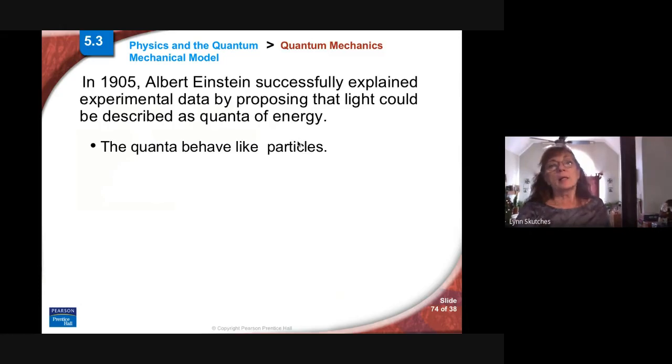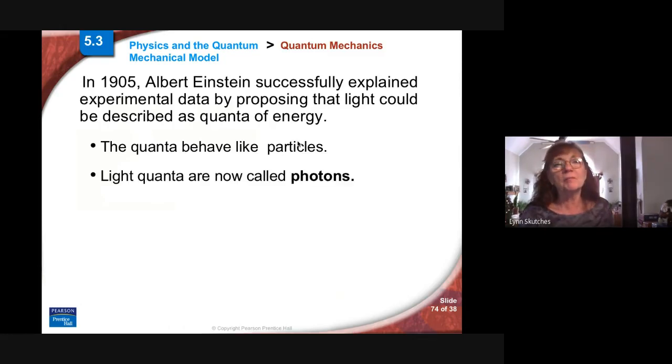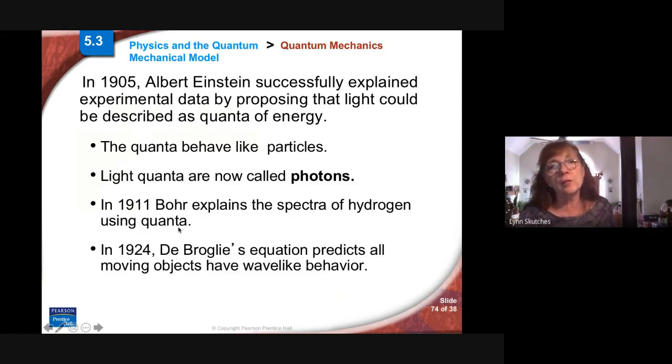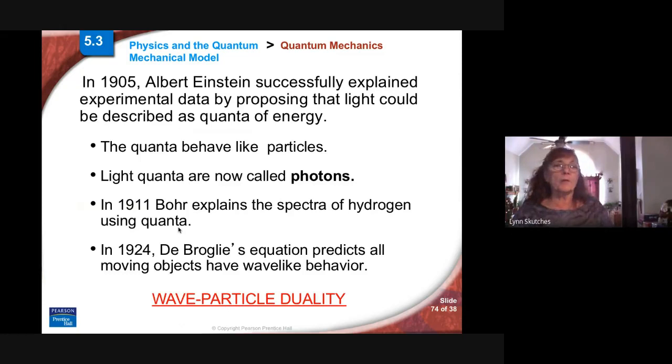He explained that data by basically saying light acted like particles and light acted like energy. It had waves. Again, we call light quanta, plural for quantum, photons. He used that information and put forward that these colors of light that you see in the spectral lines had something to do with the electrons and their energy. And then this is about the time when de Broglie put together his wave-particle duality.